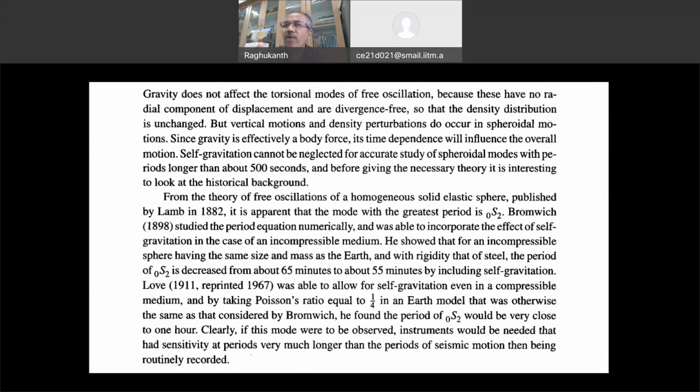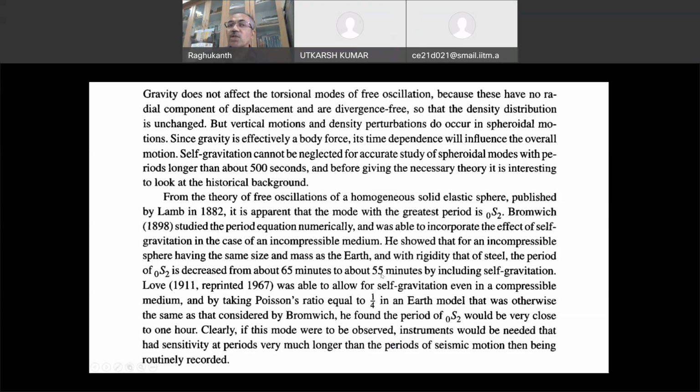some people have calculated it also. So Lamb did it for an elastic sphere. He ignored gravity. Okay. And he found out the natural time periods also, and he calculated them for the same size and mass of Earth, with steel metal property, the rigidity of steel. So the period of 0S2 is about 65 minutes. And if you include gravity, the 65 minutes will be reduced to 55 minutes basically. So that means gravity plays a major role in the natural frequencies itself.